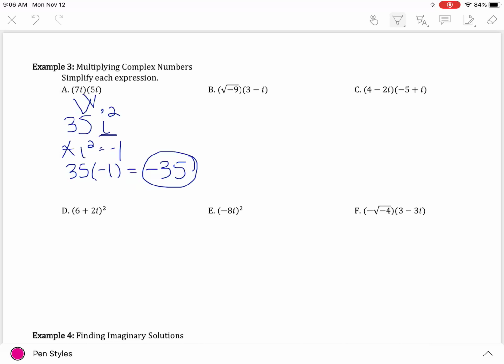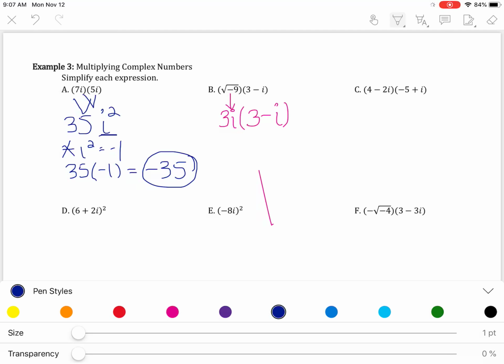If we look at letter B, I want you to simplify this radical negative 9 before we begin. Okay, if you are using the example from the front side, you know that 9 is a perfect square, so you can take out a 3. The radical of negative 9 means a 3 times i. Everything in the parentheses we can leave as is. We'll get rid of those parentheses right now.